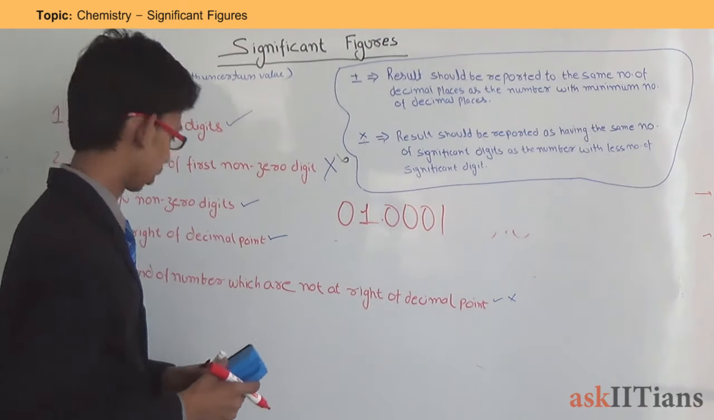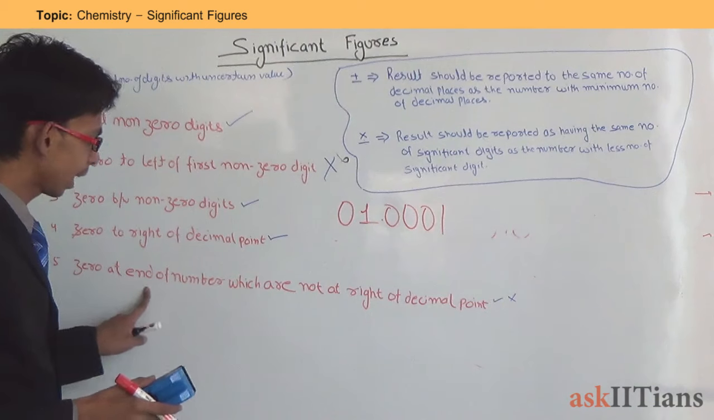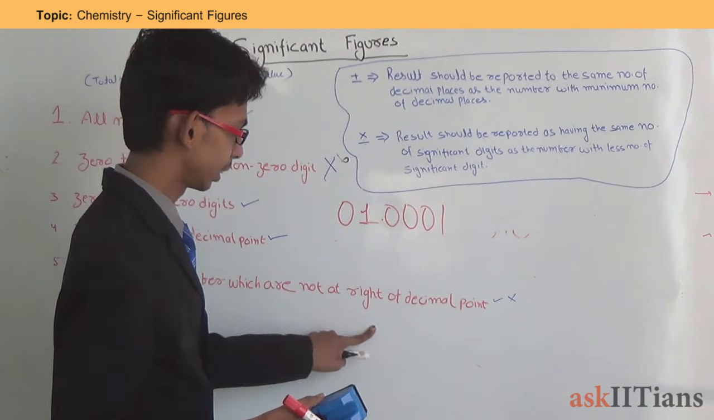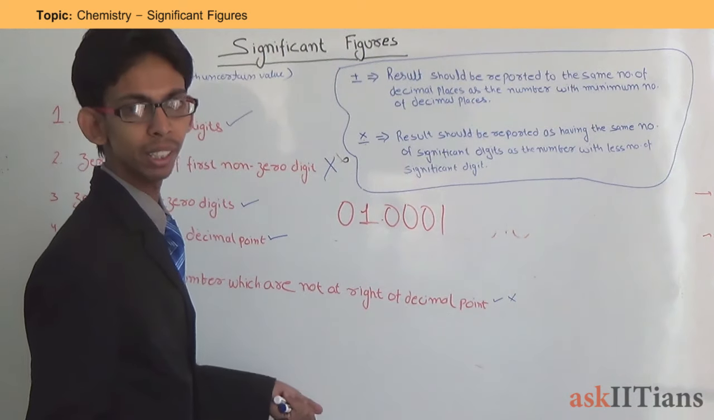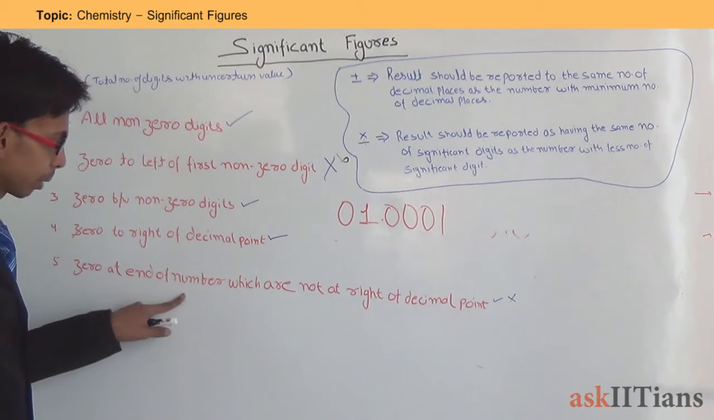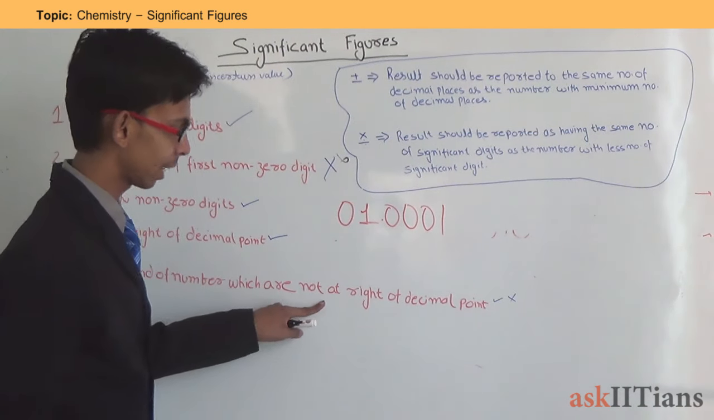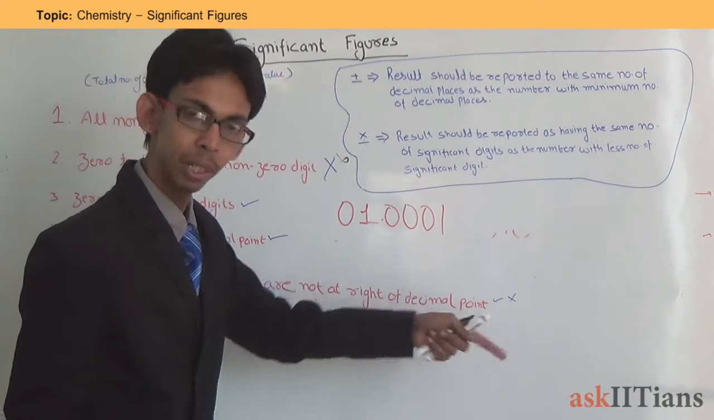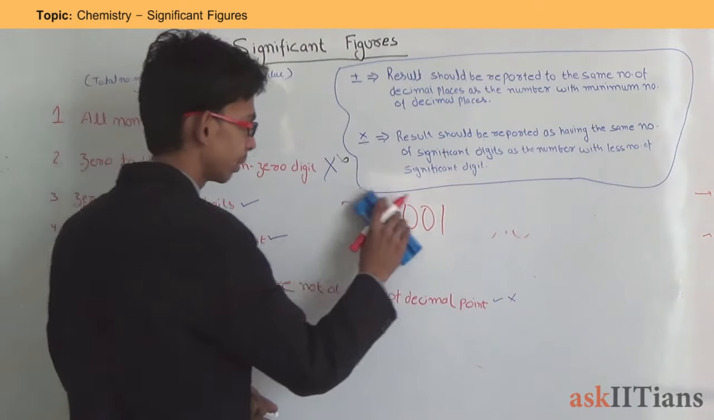Okay. Now the last point: zeros at the end of a number which are not to the right of the decimal point may be significant or non-significant. Again, zeros at the end of a number which are not to the right of the decimal point may or may not be a significant digit. What does it mean?